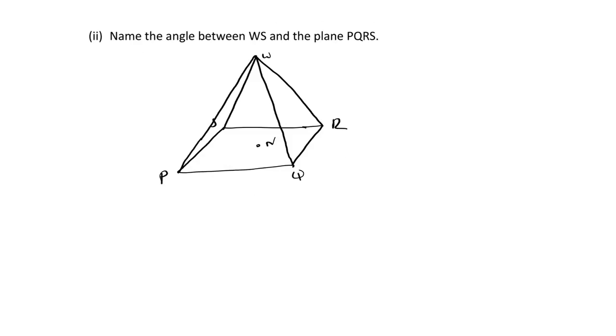For Roman 2, we are supposed to name the angle between WS and the plane PQRS. Okay, so for this one, this can be determined by first drawing the projection of WS on PQRS. Here the projection is going to be SQ. So from the figure, the angle between WS and the plane PQRS is angle WSN.